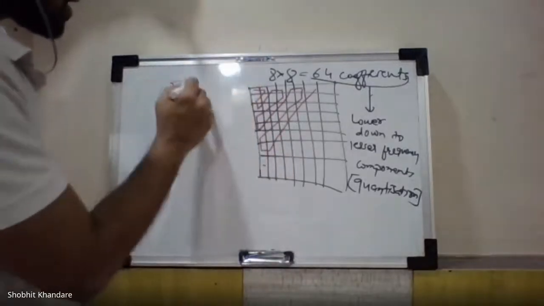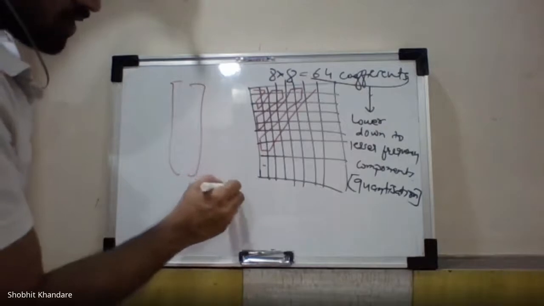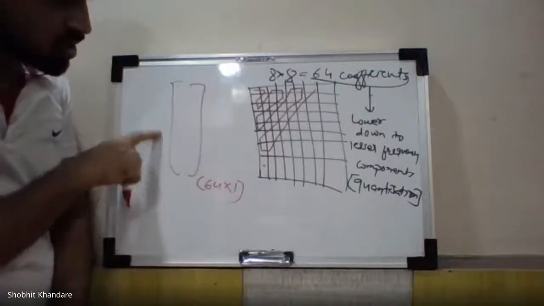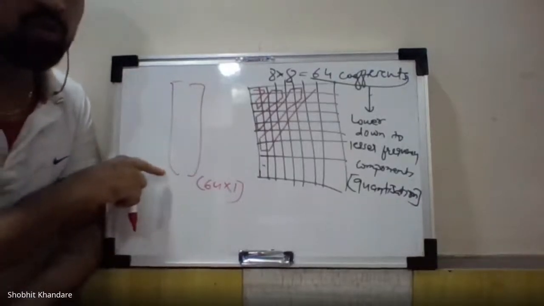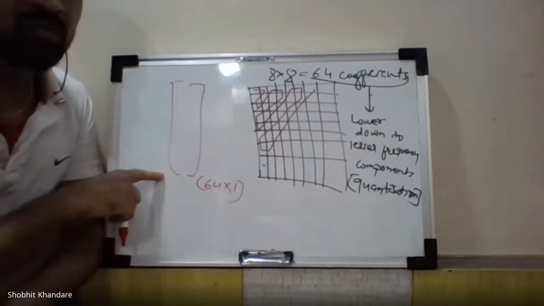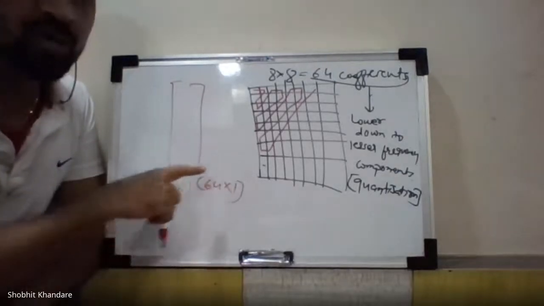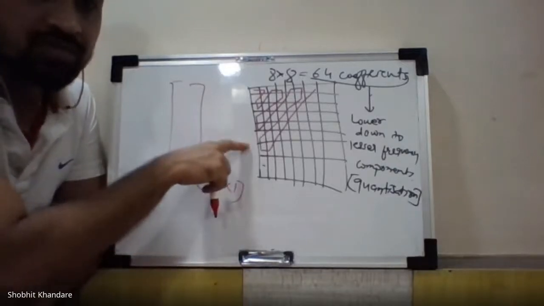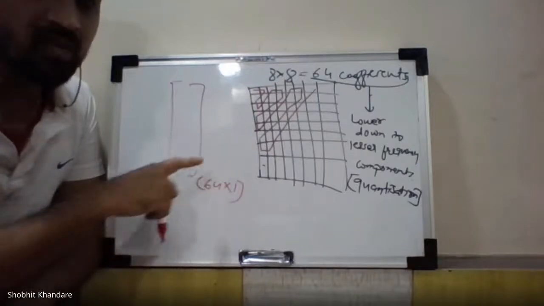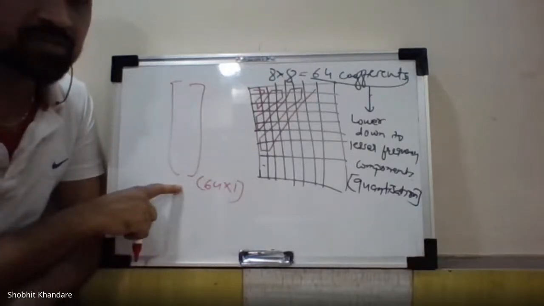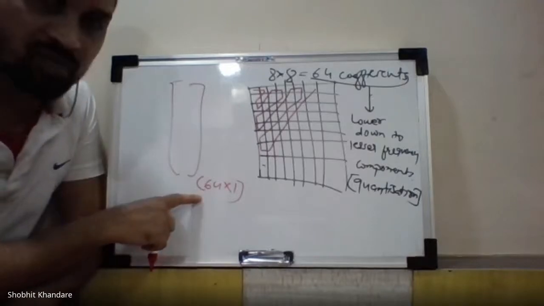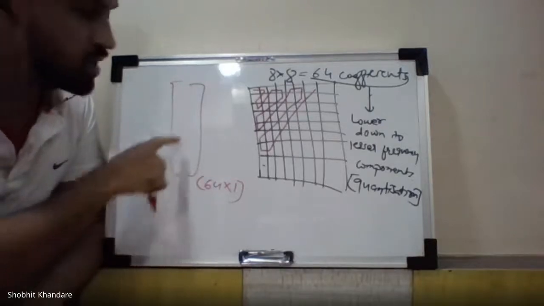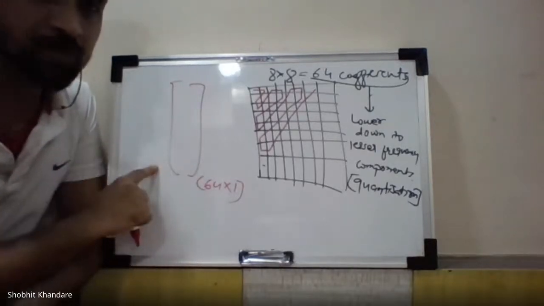One dimension means 64 by 1. How many columns? Single column. How many rows? 64 rows. So if I have to bring down this coefficient block into one dimension, I have to reorder the coefficients so that I get one dimension. What is the size of one dimension? It is 64 by 1: single column, 64 rows. That is the meaning.